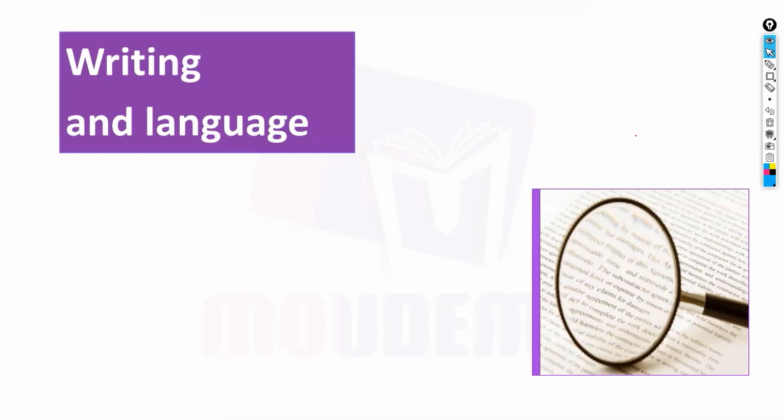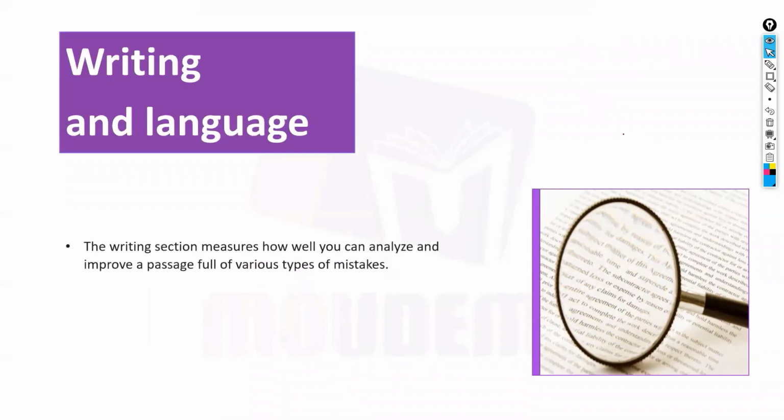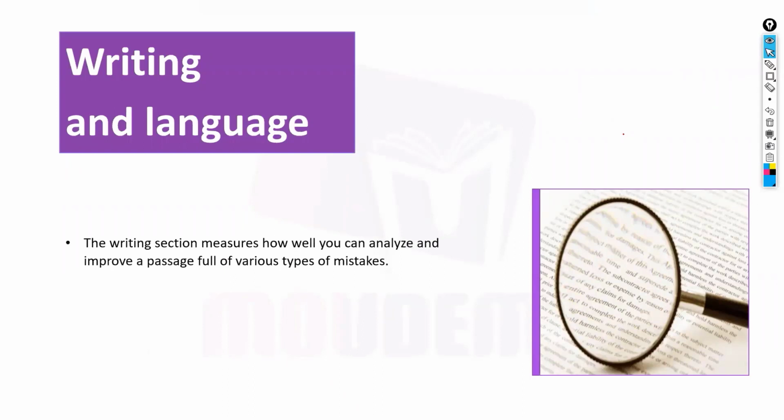Guys, we will be continuing with the writing and language section, the second section on the SAT exam. The writing section measures how well you can analyze and improve a passage full of various types of mistakes. So this word is key in the writing section. It is really important to analyze. It is all about analyzing in the SAT section.